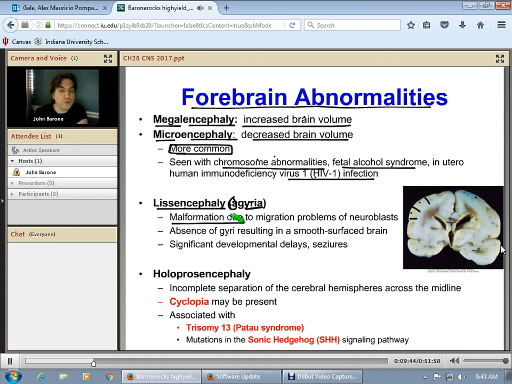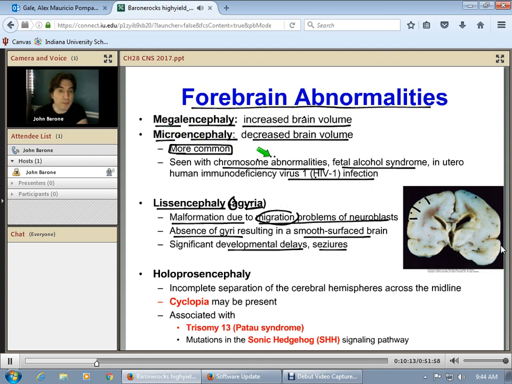Now this is often due to a malformation. This is a malformation due to migration problems of the neuroblasts. So whether they have trouble migrating in, or they migrate in and just don't stop moving, they keep going until they get all the way to the edge. So it's migration problems of the neurons. That's why you get the flat brain. Now you get an absence of gyri, so the brain is very smooth surfaced, and these patients often have significant developmental delays, and they often have seizures as well.